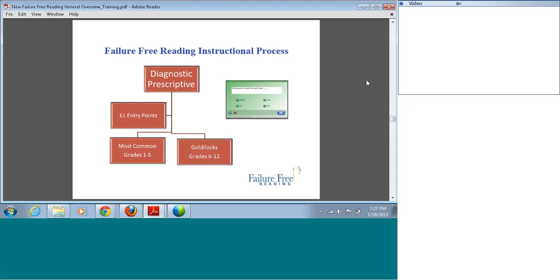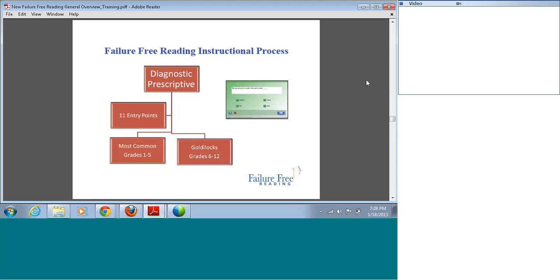So our diagnostic prescriptive is going to be done on the computer. Once the teachers get access to their user logins and their passwords and they're able to go into their online classroom, the first thing that you do once you register a student is to take that student through or have them launch the lesson to go through the diagnostic prescriptive. The diagnostic prescriptive has 11 entry points, and this is really important if you're taking notes.